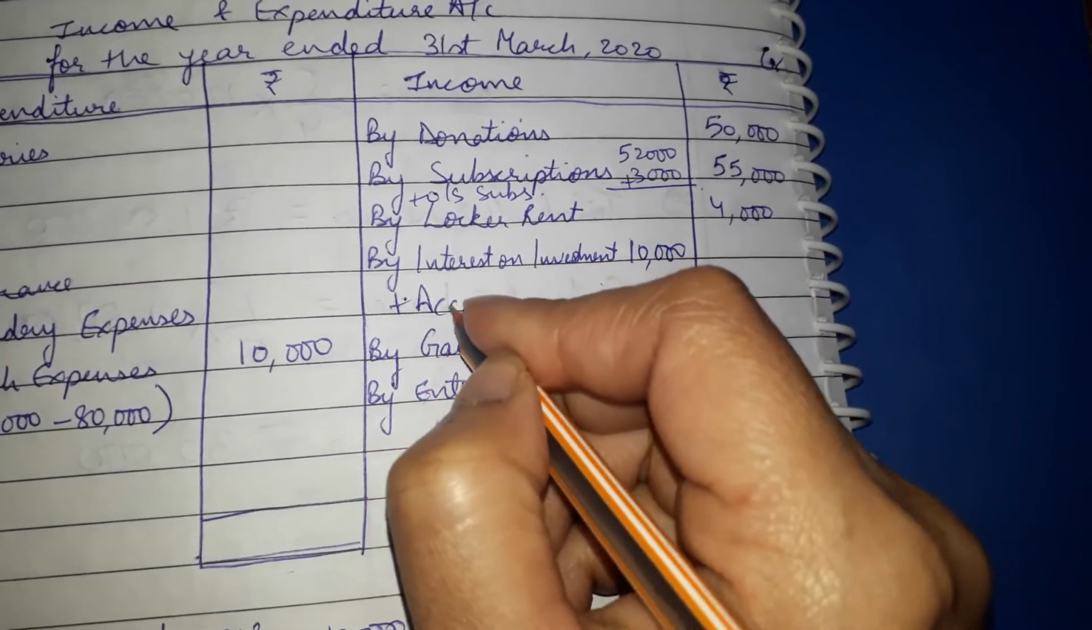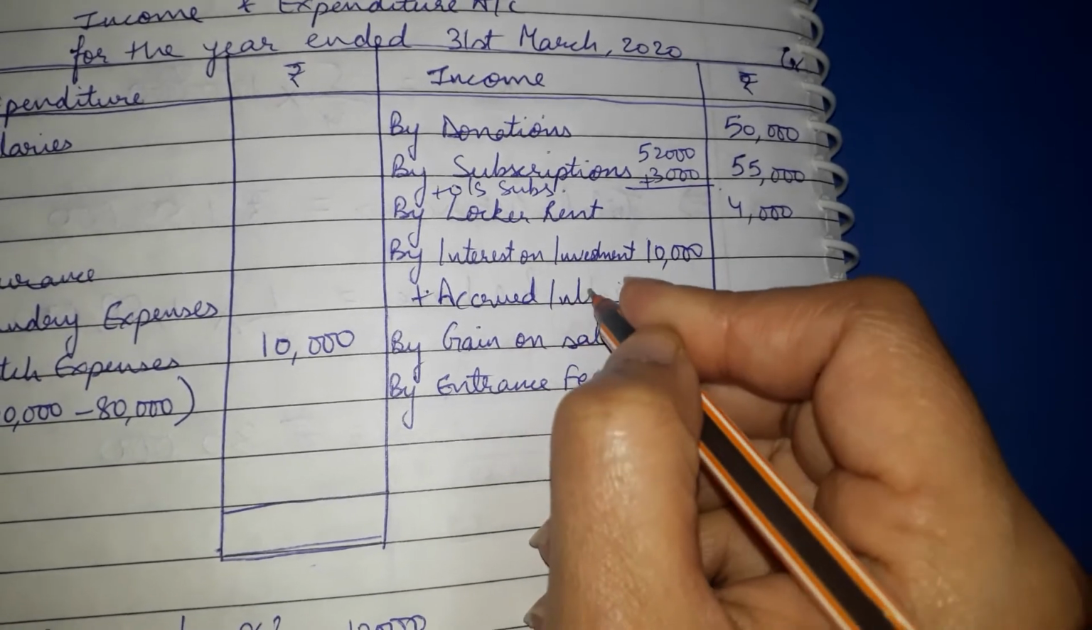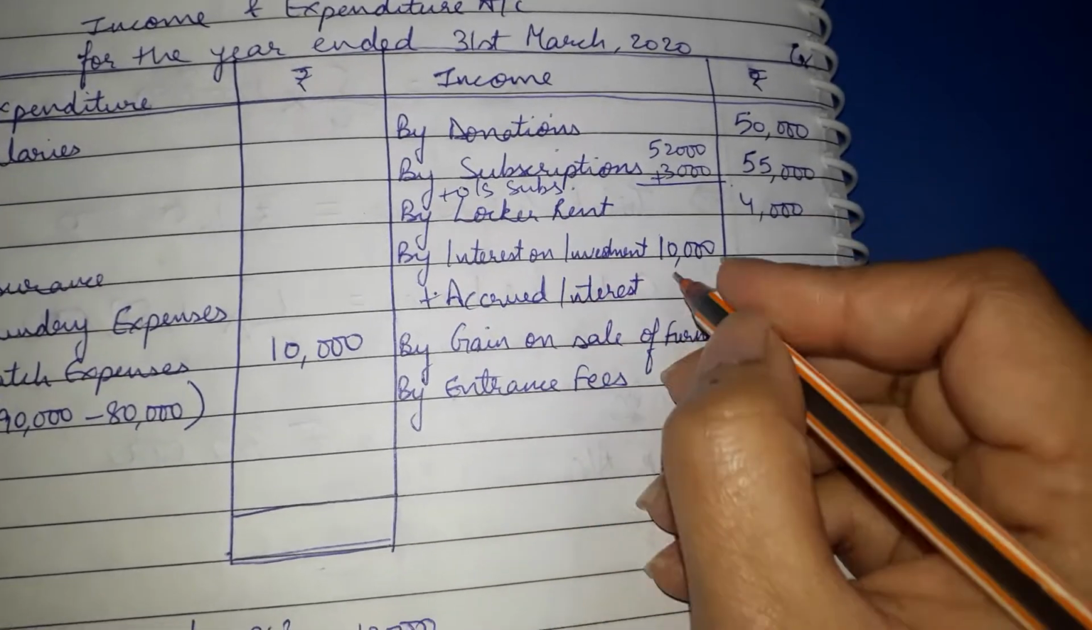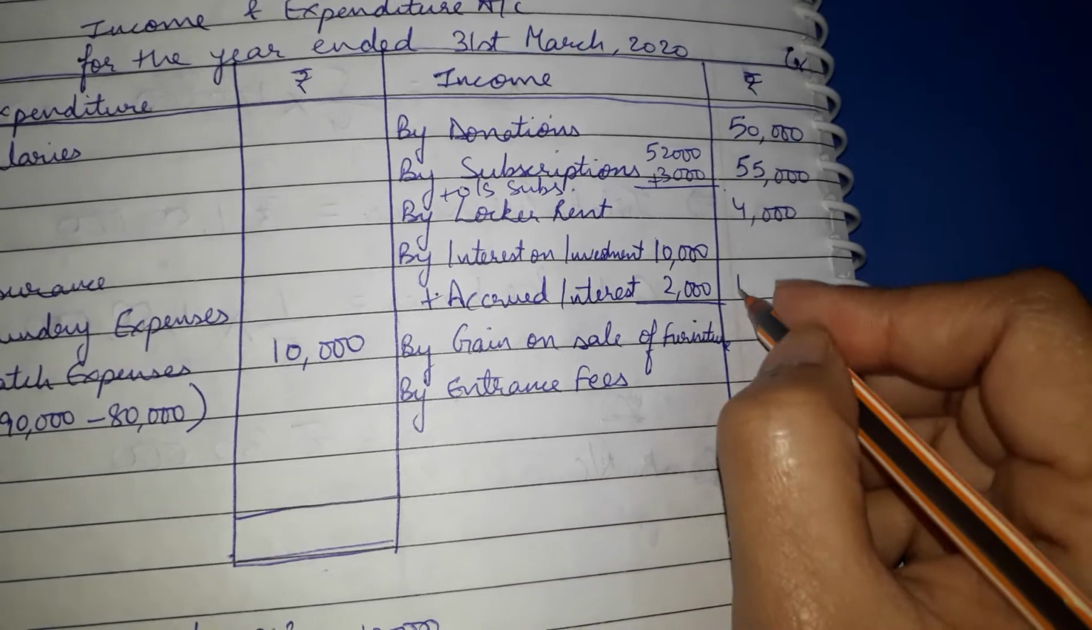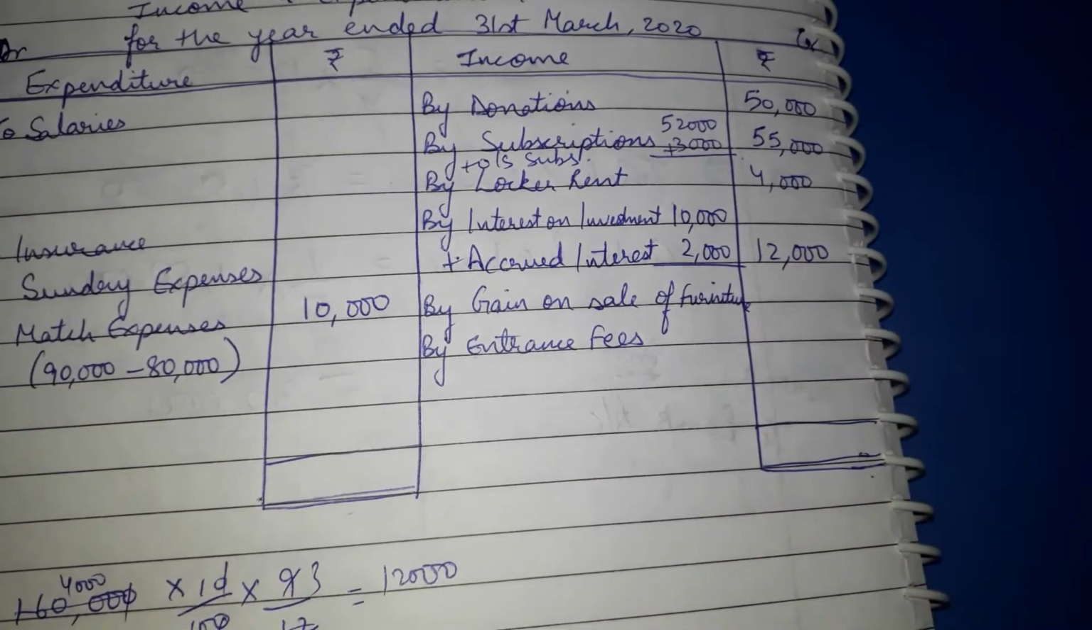That means on income side we will mention interest on investment 10,000 plus accrued interest, which is 2,000, and the net amount is 12,000.